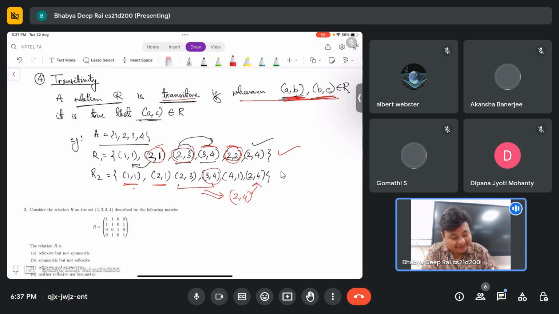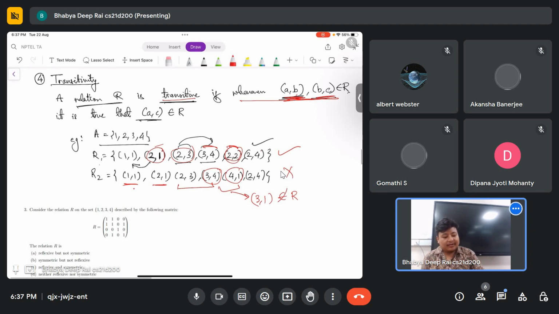Now let's look at (3, 4), (4, 1). This would mean that (3, 1) should be there in the relation, but that is not the case. So this is not transitive.